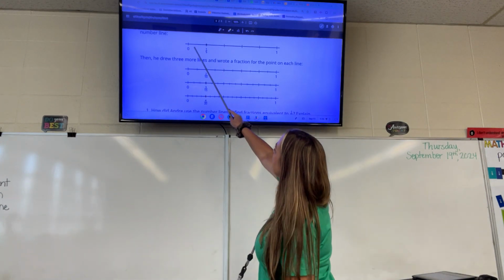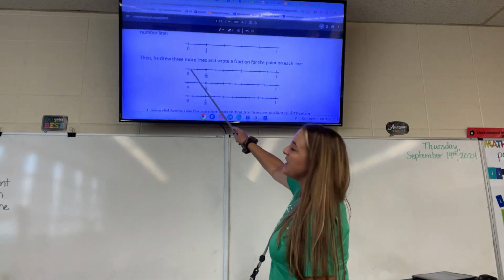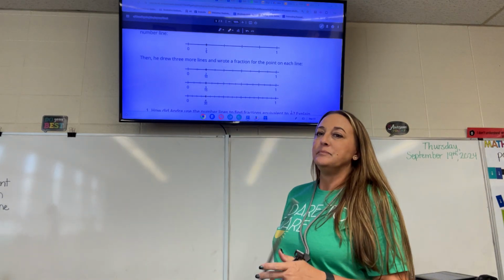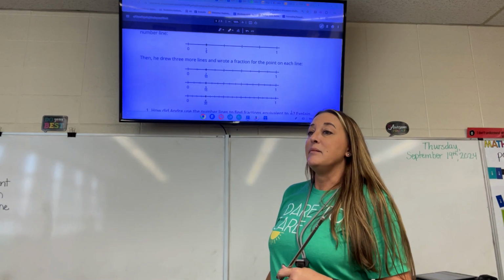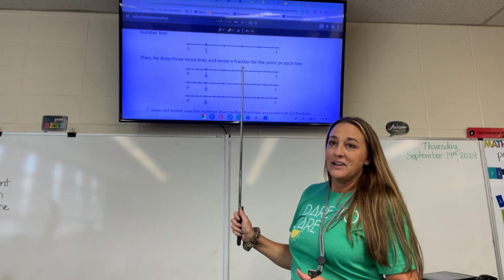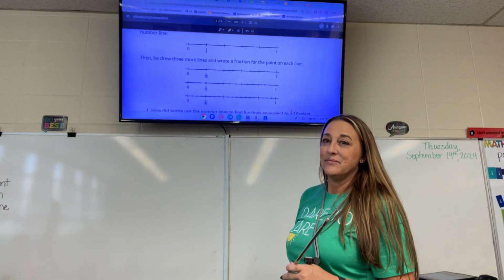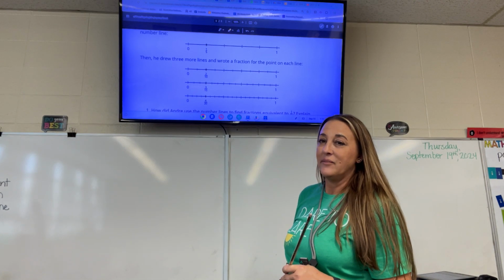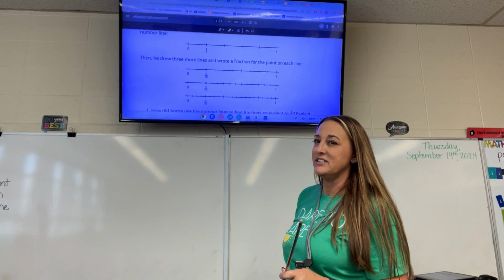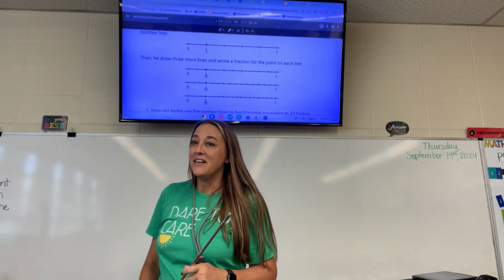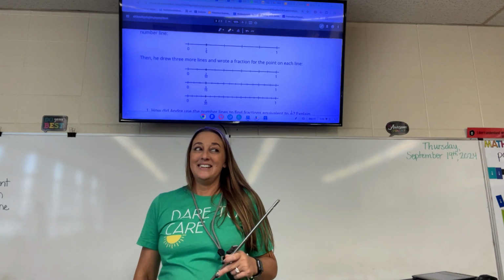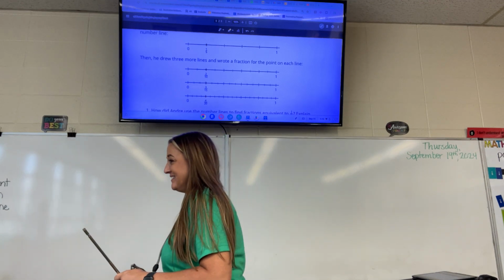So he drew this one first, and then he drew the exact same thing here. But then he changed it a little bit. Wait, he made it 2/10. How did he make it 2/10 though? There's only 5 sections. How do you make 1/5 into 2/10? Because they're equal. What did he have to do though?